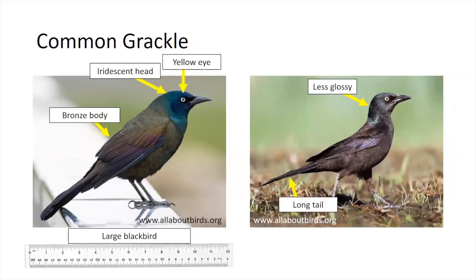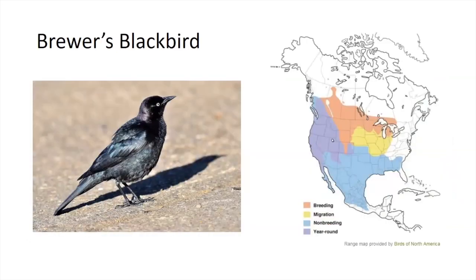They are a fairly large blackbird, up to around 12 inches. They both have a pretty bright yellow eye that contrasts with the iridescent head and brown body. And she's generally less glossy, but they both have this really long tail and they're both very large.